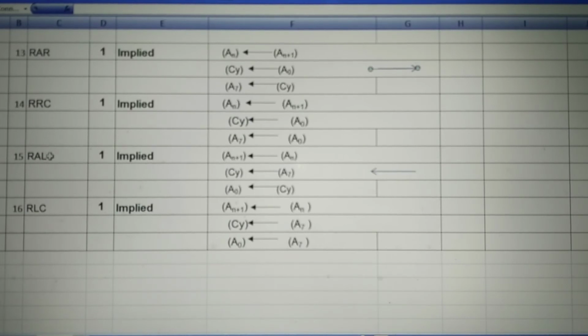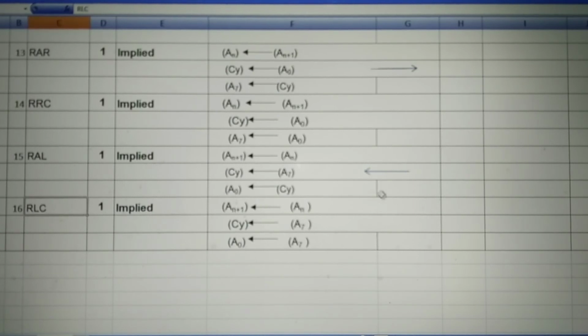Next instruction is RAL, that is towards left. Towards left, that means from MSB you have to start towards left. Here A7 takes the position of carry, carry goes to A0, and A0 takes the position of A1, A1 takes the position of A2 and so on.